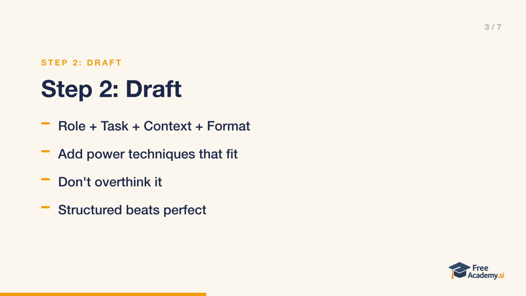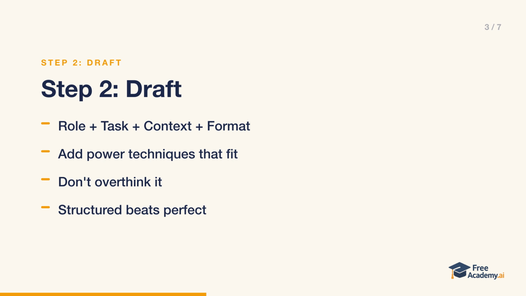Step 2 is draft. Now you write the prompt using the 4-part formula you already know. Role plus task plus context plus format. Layer in any of the power techniques that fit the job. But here's the key, don't overthink it. A structured first draft beats a perfect prompt that never gets written. The goal at this stage isn't a flawless prompt, it's a solid starting point built on the formula. You'll fix the rough edges in the next step.